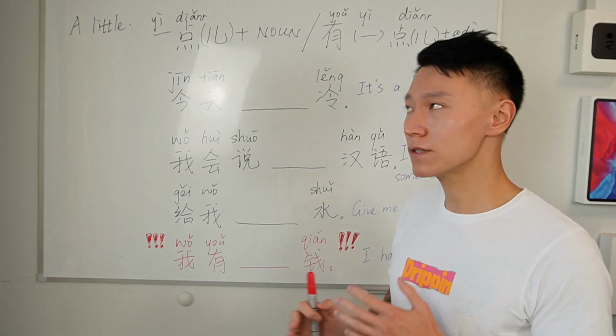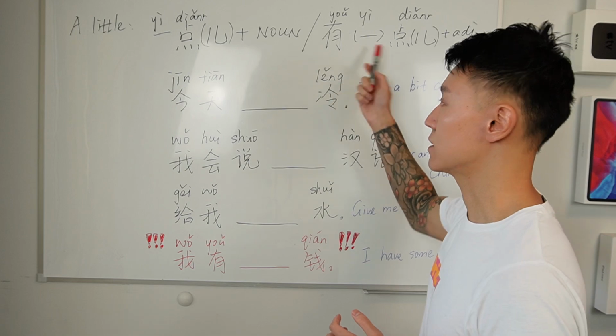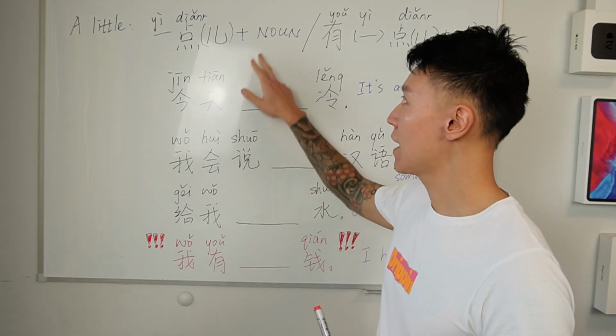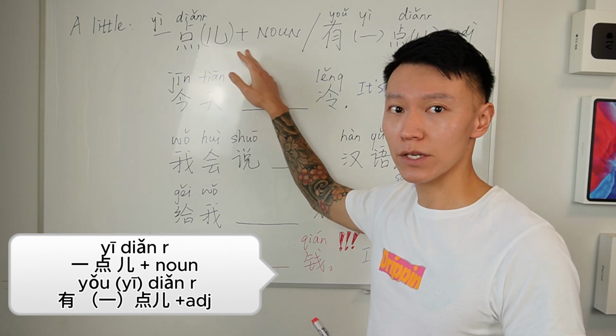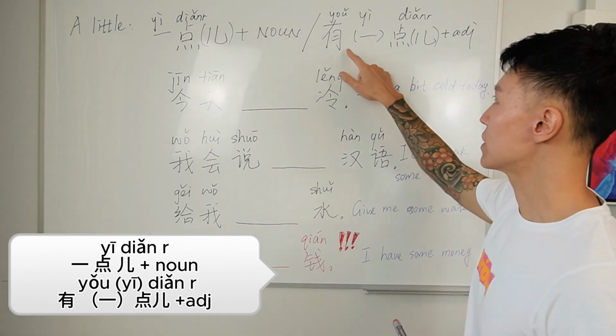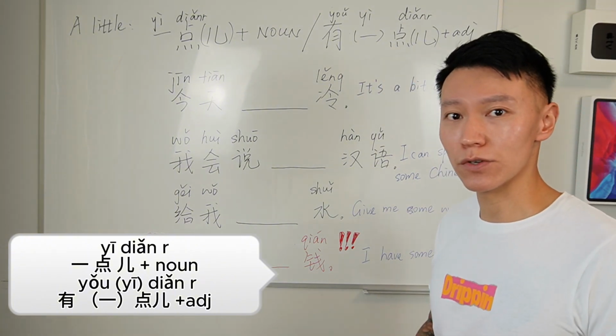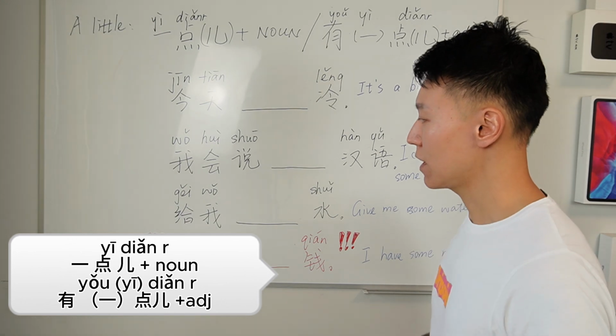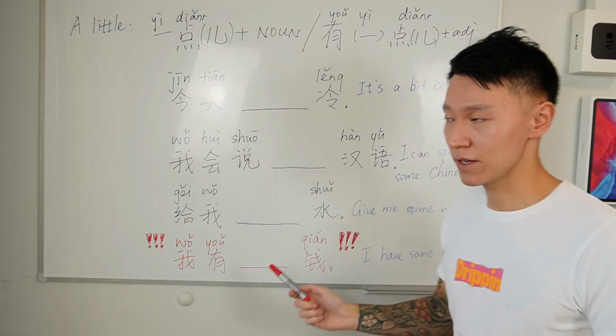Alright, so what's the difference between 一点儿 and 有点儿? Here we have one simple rule. After 一点儿, we need to use a noun. And after 有一点儿, we need to use an adjective. Alright, so now let's look at these four sentences here.